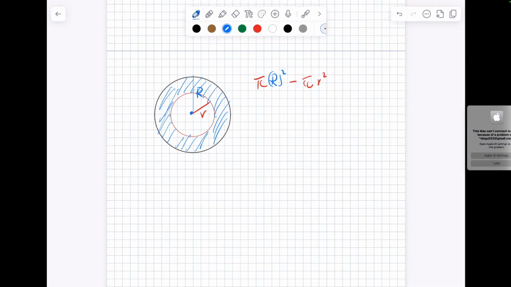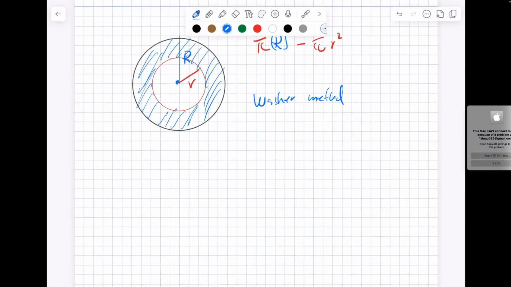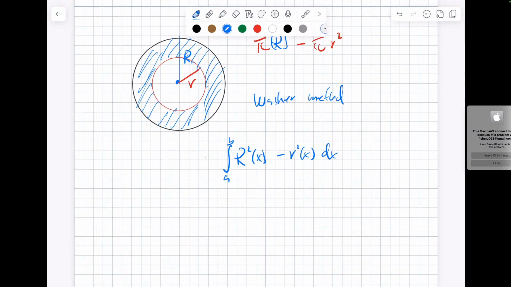Is that okay so far? Then you say, okay, well, what's the washer method? Washer method basically says the same thing. It says this is going to be integration from a to b of the big R squared of x minus the small r squared of x dx, and there's a pi in the front. Is that okay?